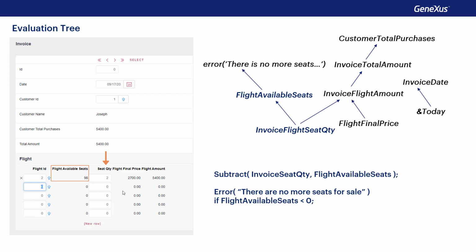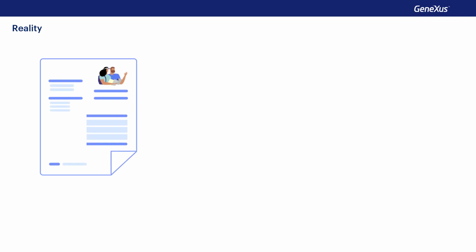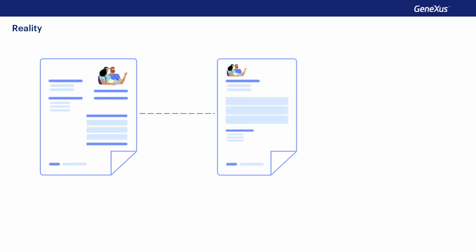Now let's see an example in which a rule is not always triggered at the desired time. Let's suppose that immediately after invoicing a customer for a number of flight seats purchased, we want to generate a receipt for payment. If the customer is up to date with payments, then we generate a new receipt. Otherwise, we add the amount of this invoice to the previous outstanding receipt.